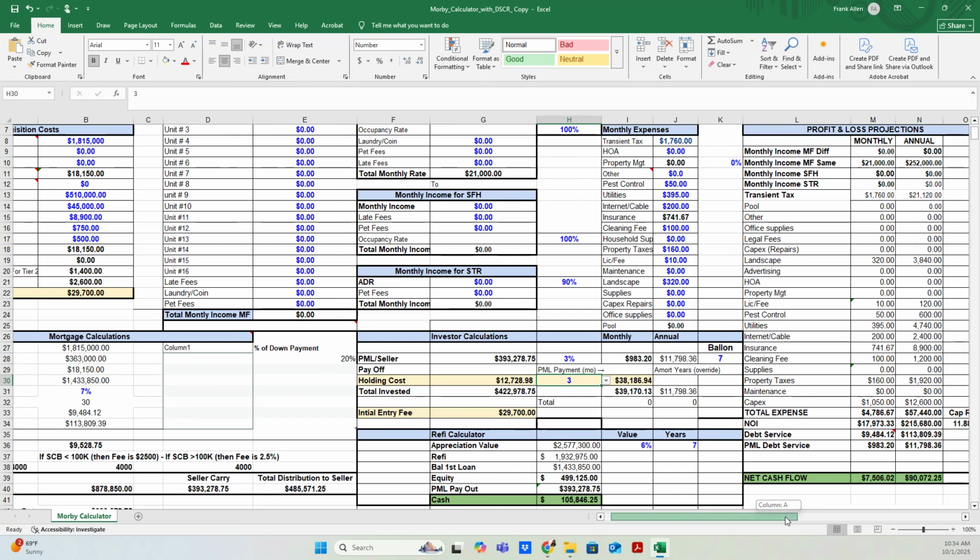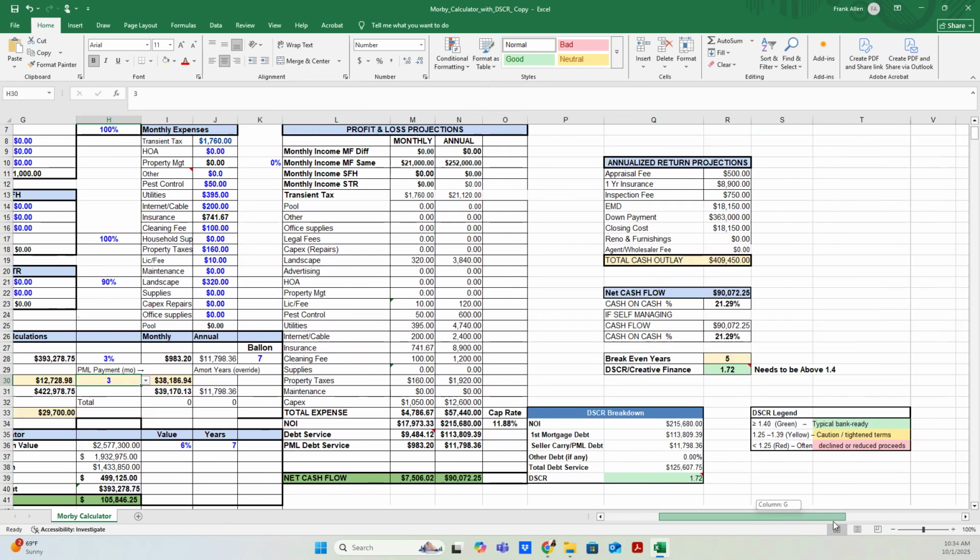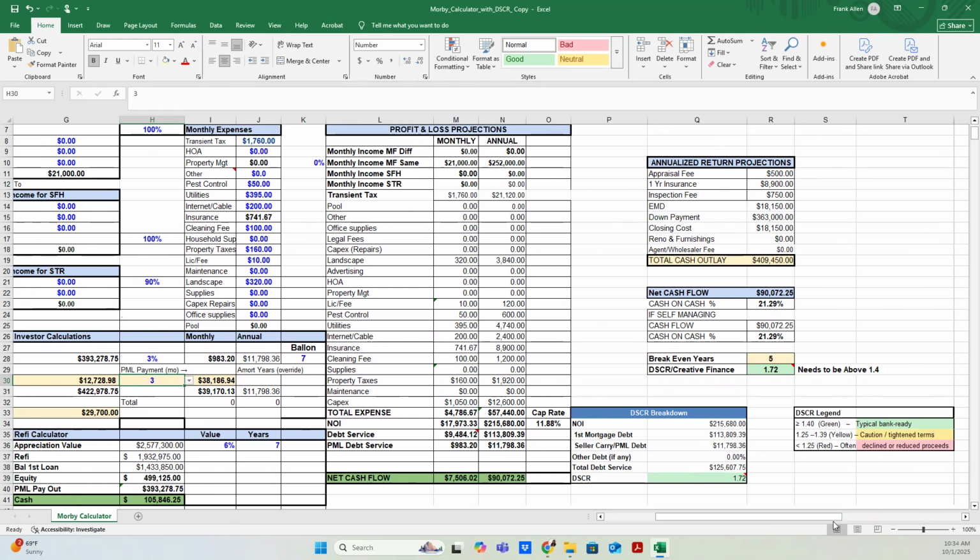So now we're going to come over here to the final say of the project. And here you will see your total cash outlay, which is all the funds that it took to get into this project. Your net cash flow, which is 90,000. Cash on cash return, 21%. That's really good. And then your break-even point is 5 years. And this is what the DSCR lender looks at. Needs to be 1.4.